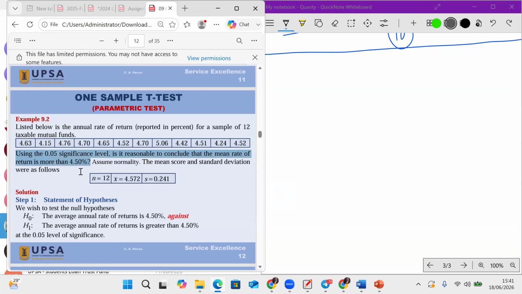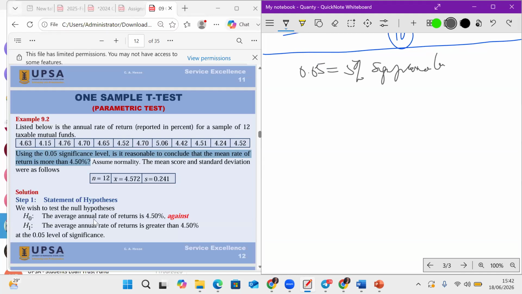Using the significance level, 0.05 is the same as what? In percentage terms, what is it? 5%. So if this is the significance level, what's the other name for the significance level? Alpha level. What is the confidence level? 95%. So when you add both, you have what? 100%.